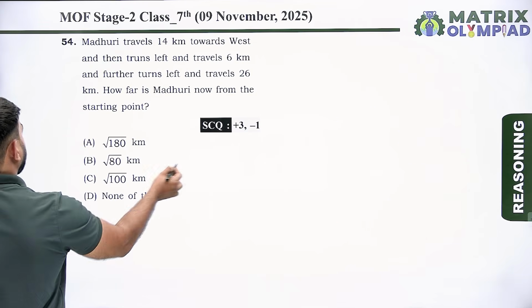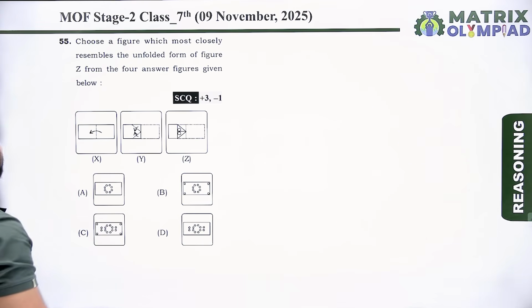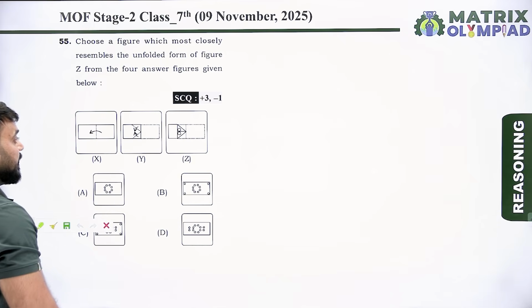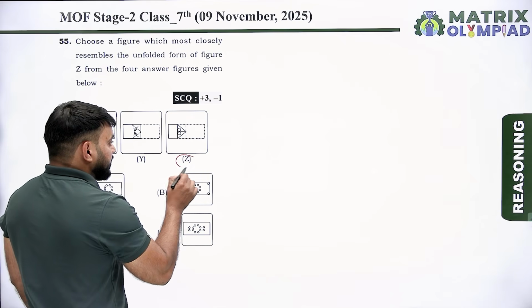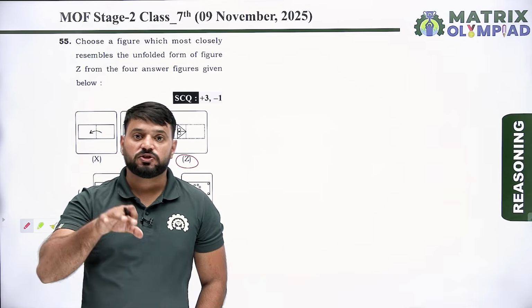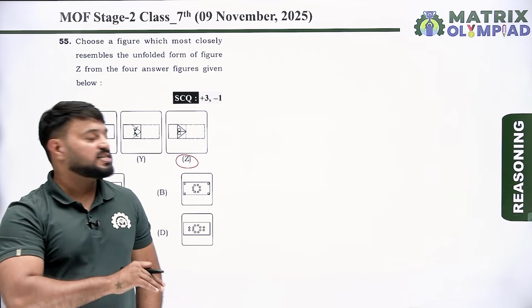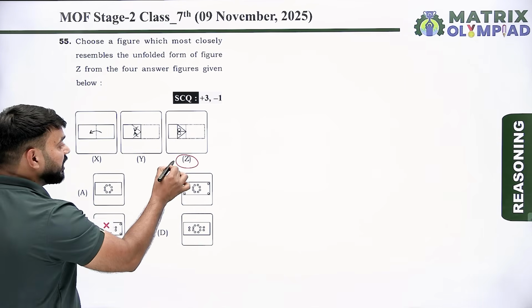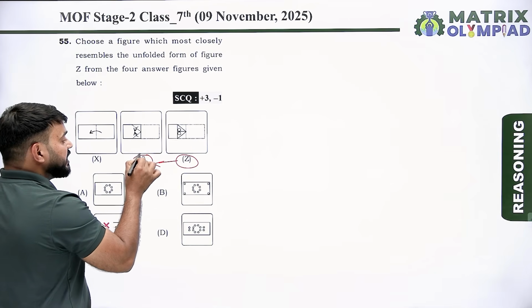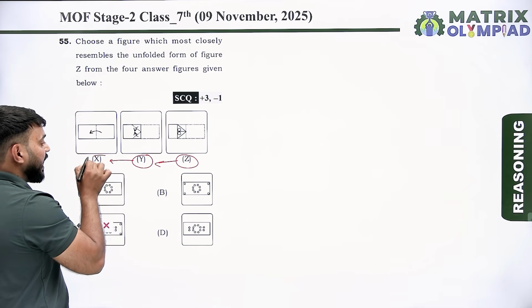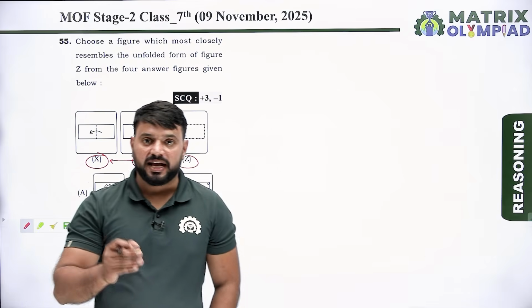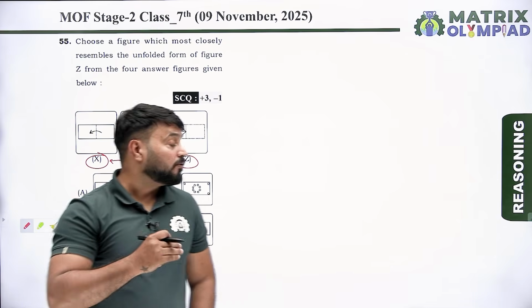Let's move on to the next question. So now next question is question number 55. Choose a figure which most closely resembles the unfolded form of figure Z from the 4 answer figures given below. Unfold the paper in the same sequence when it was folded and find the mirror image in each case. First unfold the Z, then we got Y. Now unfold the Y, then we got X, and find the image of X because X represents the unfolded paper.